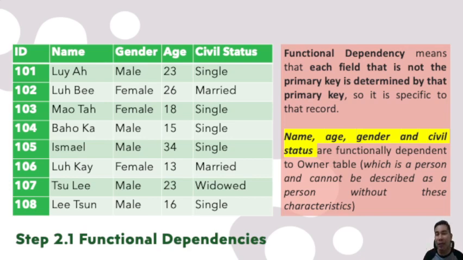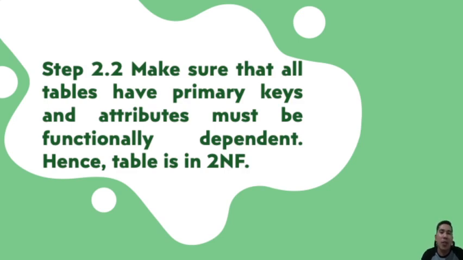So that is why you have to know which fields are actually functionally dependent on that particular table. Okay, and that's when you know that these fields have a strong identifier, that these fields have a strong connection with our table, meaning to say that a particular person or owner cannot exist without these fields. They cannot be considered a person without these fields. Okay, so again, make sure that all tables have primary keys and attributes are functionally dependent. Hence, your table is now in 2NF.